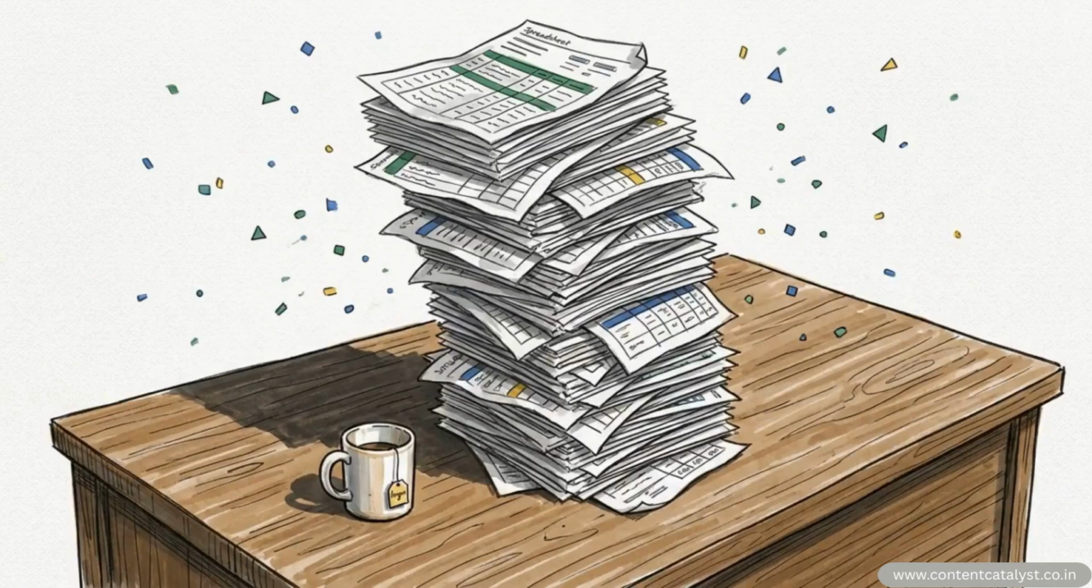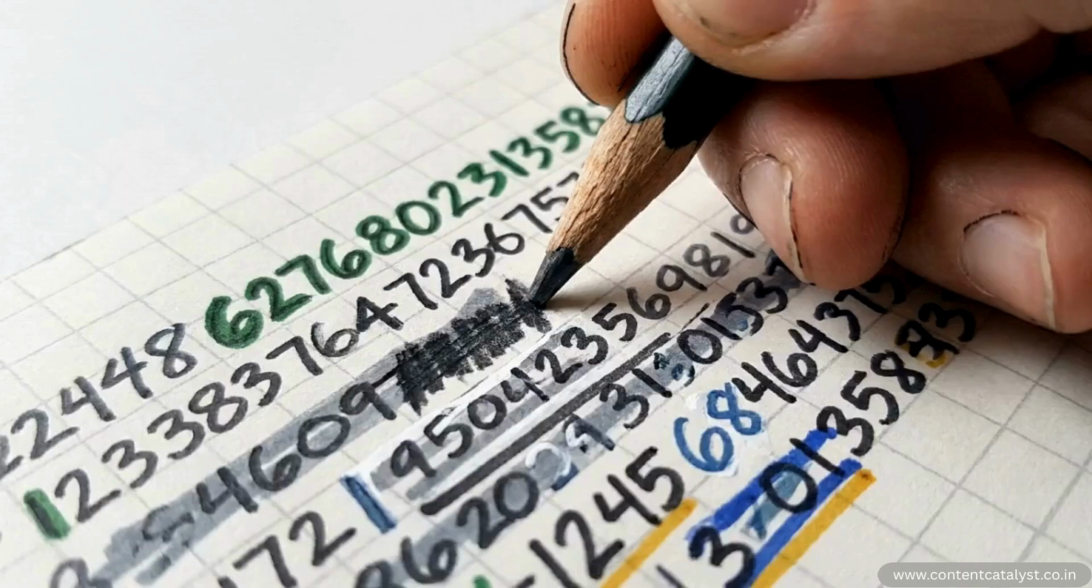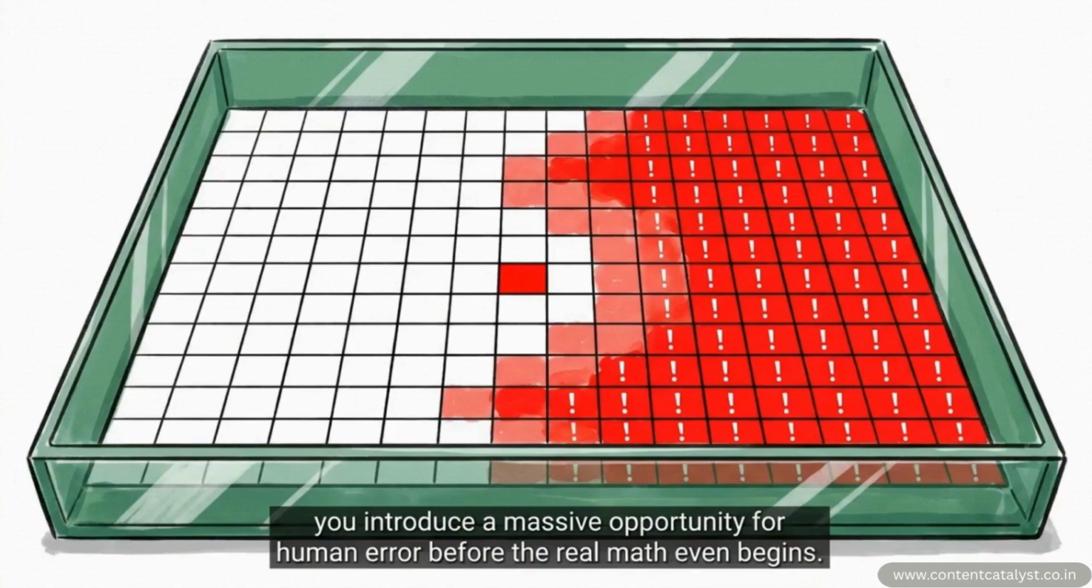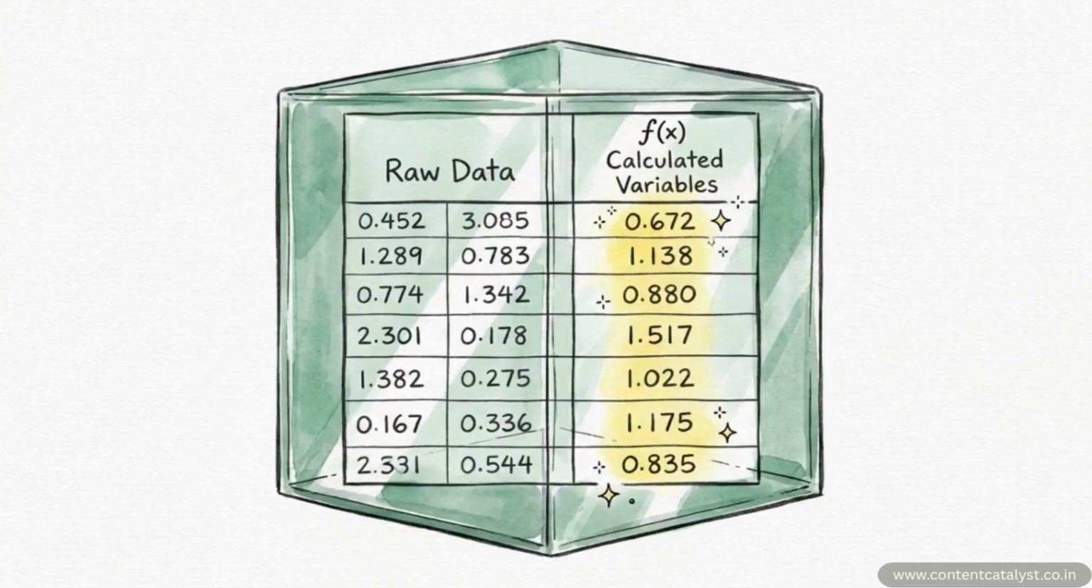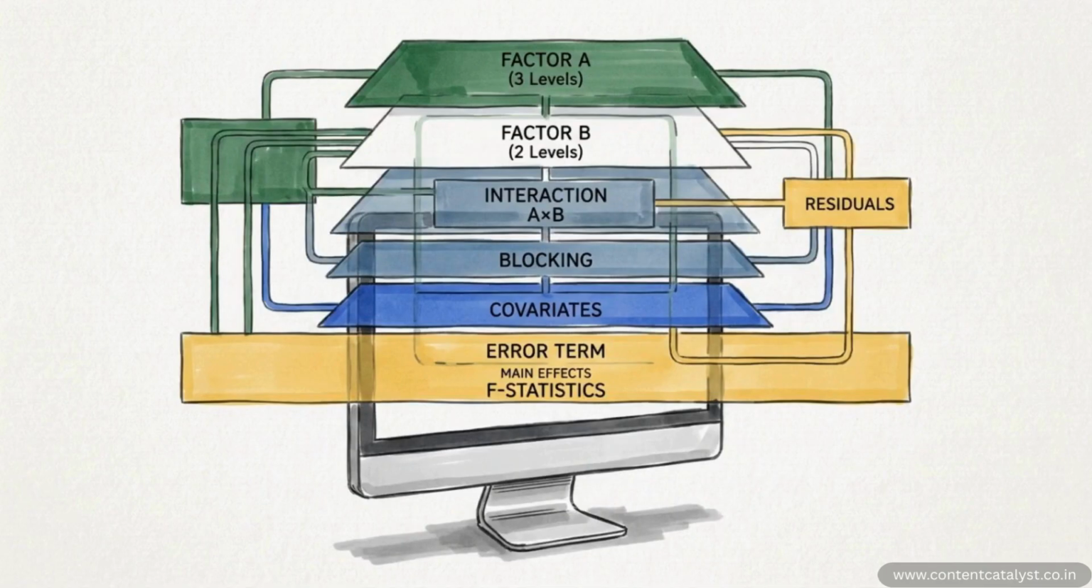Before you even get to the analysis, you have to prepare your data. For many researchers, this is the slowest part of the entire process. If you are doing manual calculations in a basic spreadsheet to prep your variables, you introduce a massive opportunity for human error before the real math even begins. Prism tackles this with a feature called calculated variables. You can define formulas directly inside your dataset, and the software will automatically compute the new data points for you, cutting out the spreadsheet middleman. It also handles complex, multi-layered experimental designs cleanly through its enhanced ANOVA workflows, keeping everything contained within a visual interface.